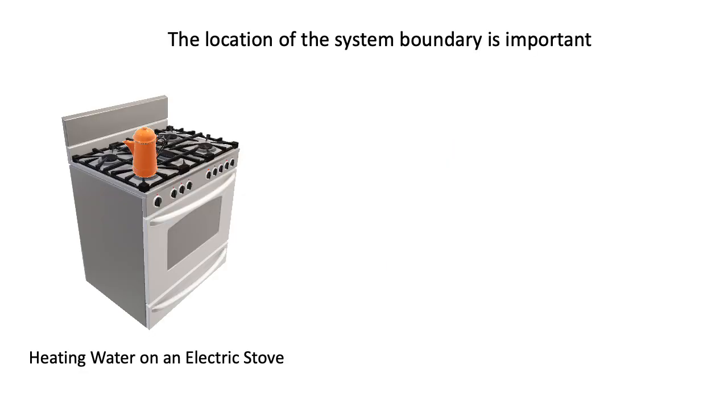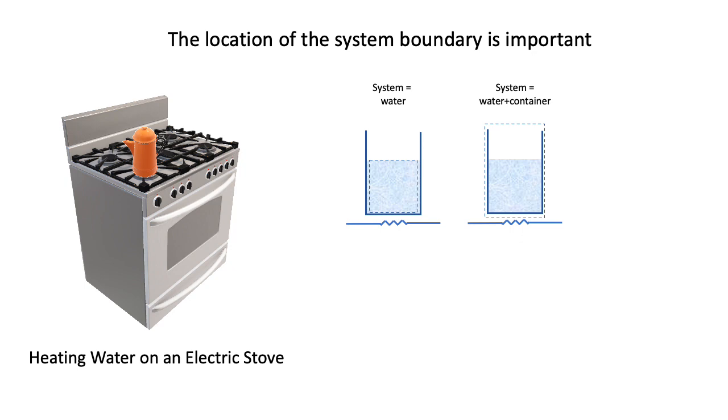The location of the system boundary is very important. So if we are heating water on an electric stove and we want to analyze what is happening to the water, we may choose to put our system as just the water and put the boundary around that. If we decide that the thermal mass of the container is also important, we may choose to put that as part of the system, and then we'll draw a system boundary around both the water and the container.